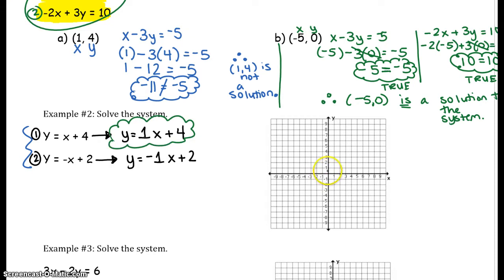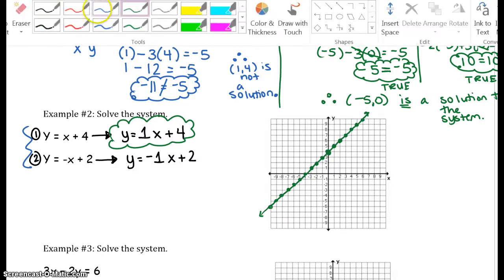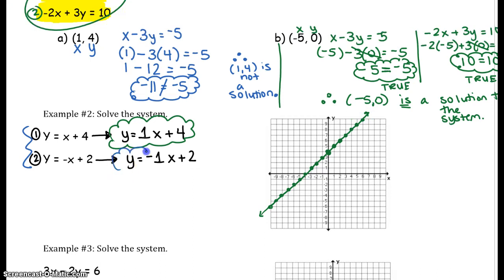Alright, let's go up to 4 and use our slope. Out 1 over 1, out 1 over 1, out 1 over 1. And I just keep going. And I go the other way as well, just because I like to have exact locations. Keep going, and then I sketch my line. There it is.